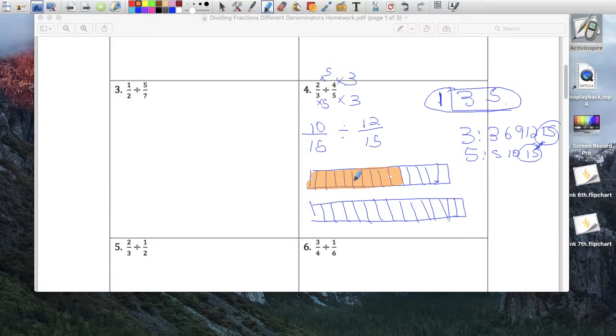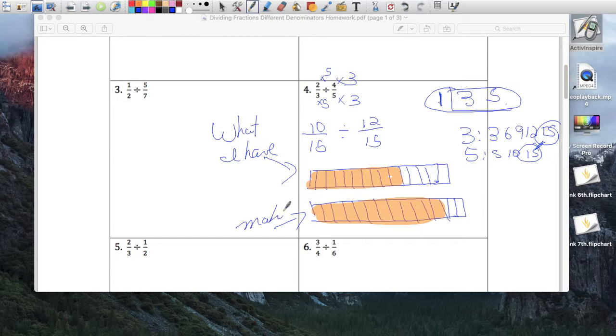1, 2, 3, 4, 5, 6, 7, 8, 9, 10. Good. And here I'm going to have 15, 12, right? So I'm going to go all the way here. So again, okay, 10, this is what I have, right? And this is what I want to make groups.